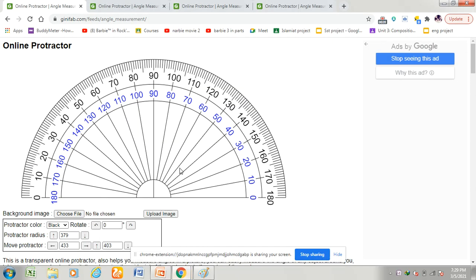So this is our protractor. You can see our protractor. To find an angle we always use the upper part, not the downward part. This is the second part, this is the first part, so we'll use the first part. To find an 80-degree angle, see, 80 is there. So this is the vertical point.